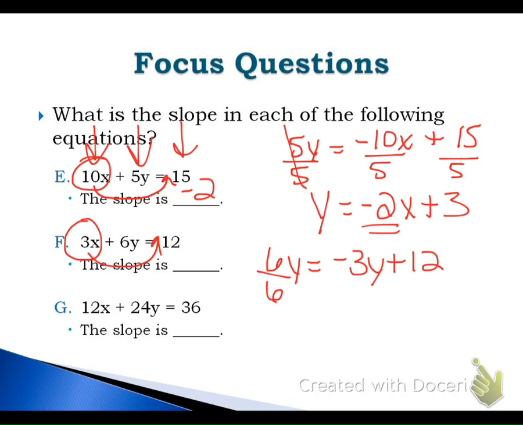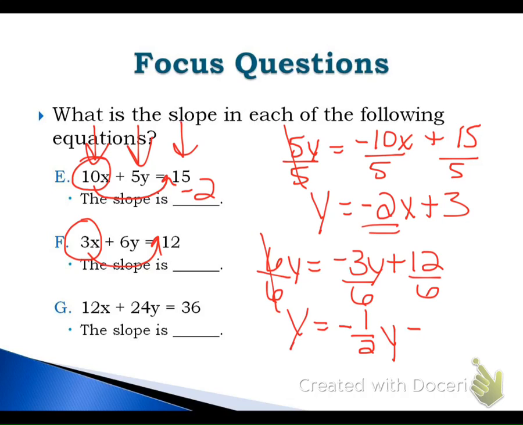Divide every term by 6. Are you writing these down? Y is equal to, then, negative 3 over 6 equals negative 1/2. Don't put negative 2 down there. That's a common mistake. Remember, if it's improper, it will not turn out to a whole number.